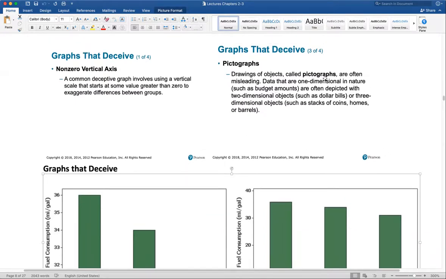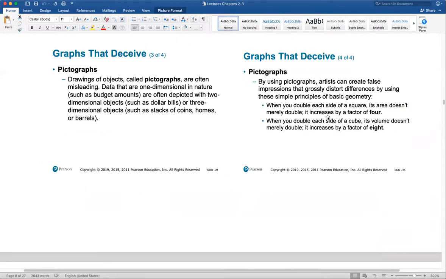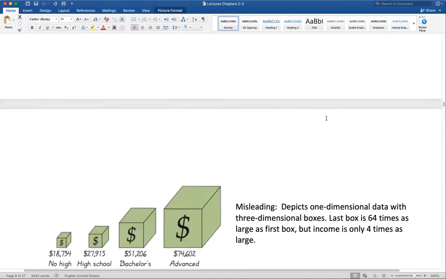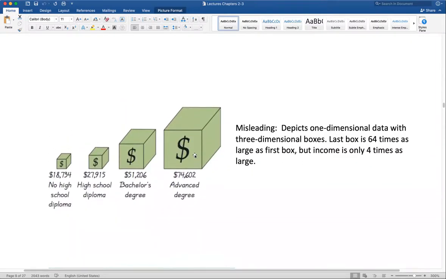And then the pictograph is this. Drawings of objects, called pictographs, are often misleading. Data that are one-dimensional in nature, such as a budget amount, are often depicted with two-dimensional objects, such as a dollar bill, or three-dimensional objects such as stacks of coins. Let's see an example. Now the example is this. That one represents the tuition fee needed to graduate, for each school.